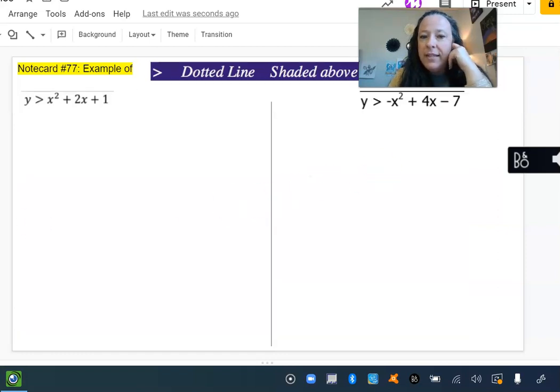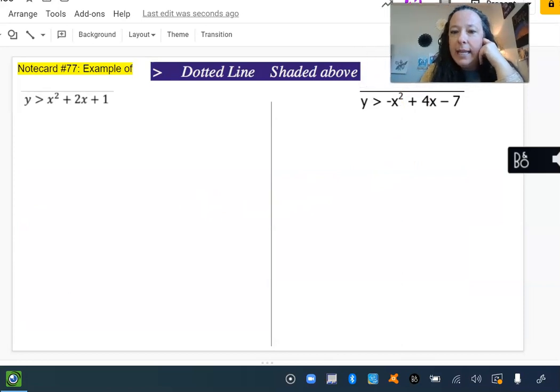All right, so note card 77, we're going to look at dotted lines again, but shading above. I want you to write these down, get the vertex, find your corresponding points, and I'll be back.